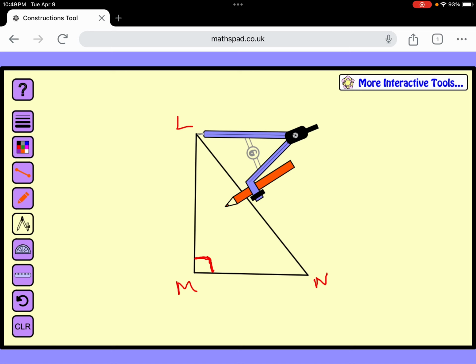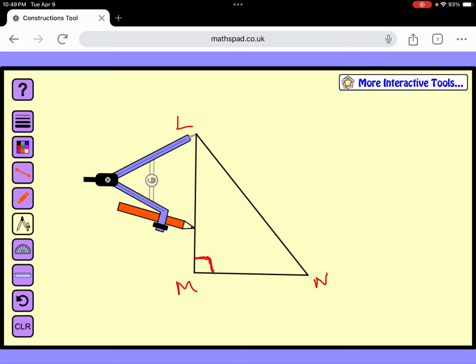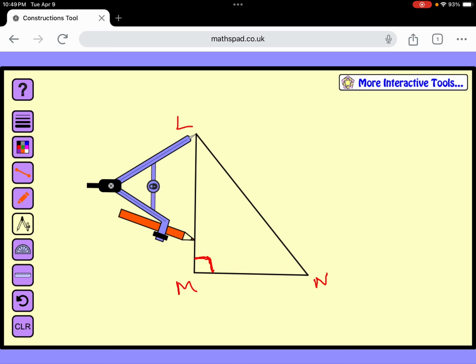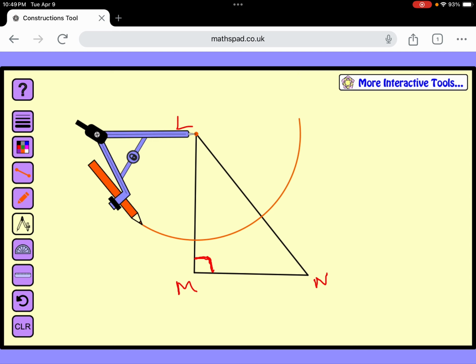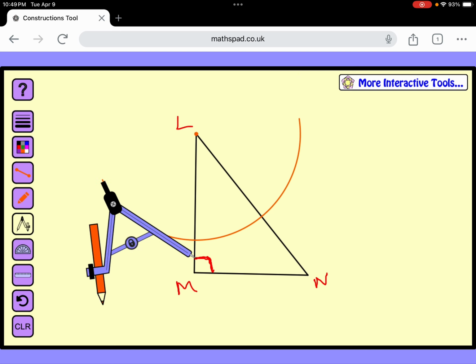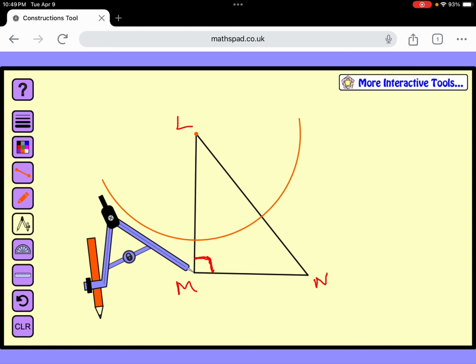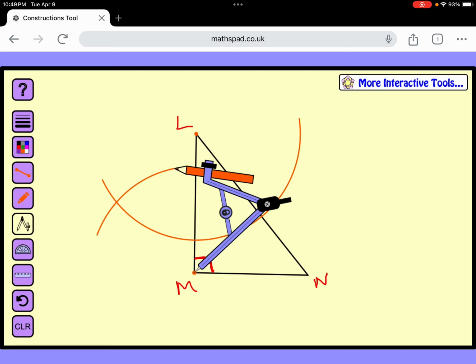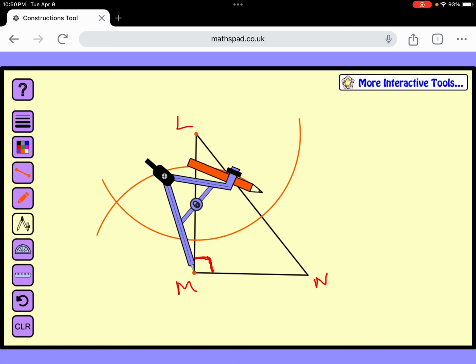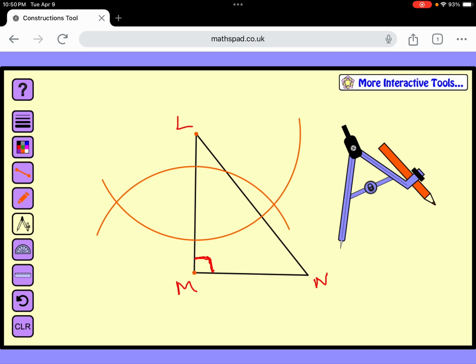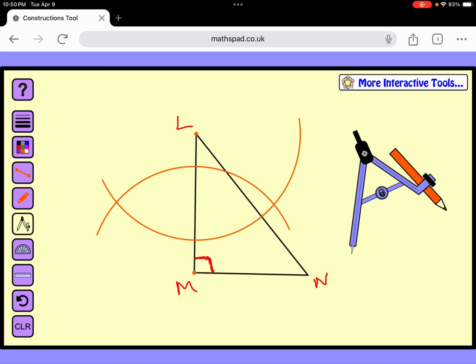So I'm going to put my point on L, make sure my pencil is more than halfway. I'm going to do my two half circle marks. I'm going to have to go to M. There we go. So there's my reference for the left side of the triangle.